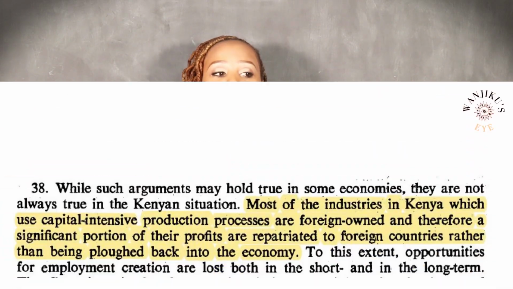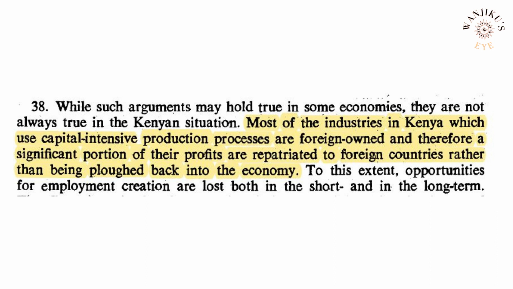So in the report of 1983, it says that most of the industries in Kenya which use capital-intensive production processes are foreign-owned, and therefore a significant portion of their profits are repatriated to foreign countries rather than being plowed back into the economy. So what this is saying is that we had foreign investors investing in Kenya, but instead of investing in industries that would need more people, they put a lot of money into industries where a lot of the things could be automated and they didn't really need people.